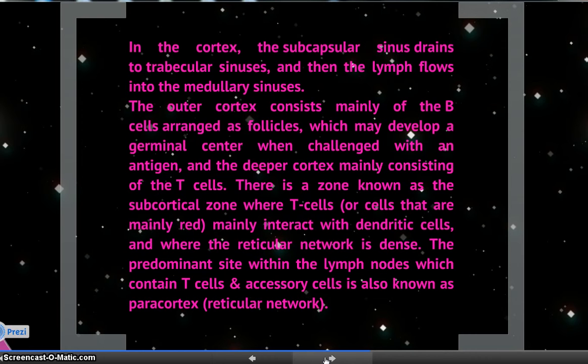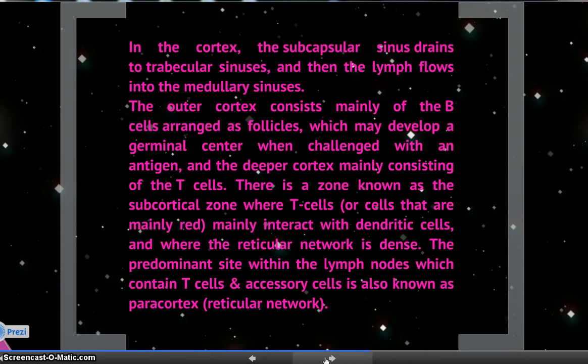Cortex. In the cortex, the subcapsular sinus drains to the trabecular sinuses and then the lymph flows into the medullary sinuses. The outer cortex consists mainly of the B cells arranged as follicles, which may develop a germinal center when challenged with an antigen, and the deeper cortex mainly consisting of the T cells.